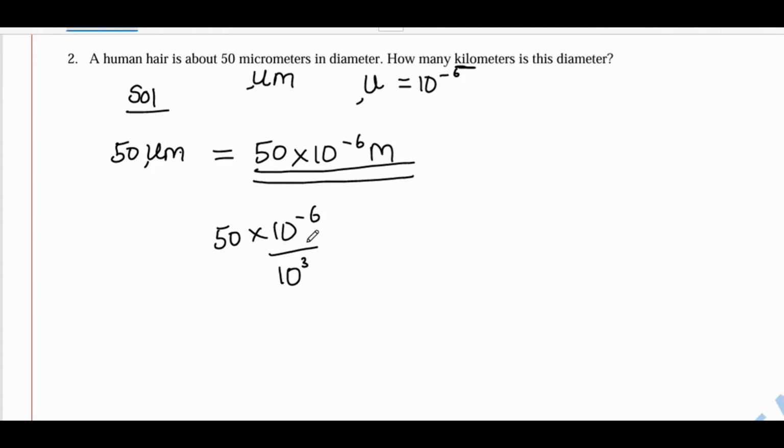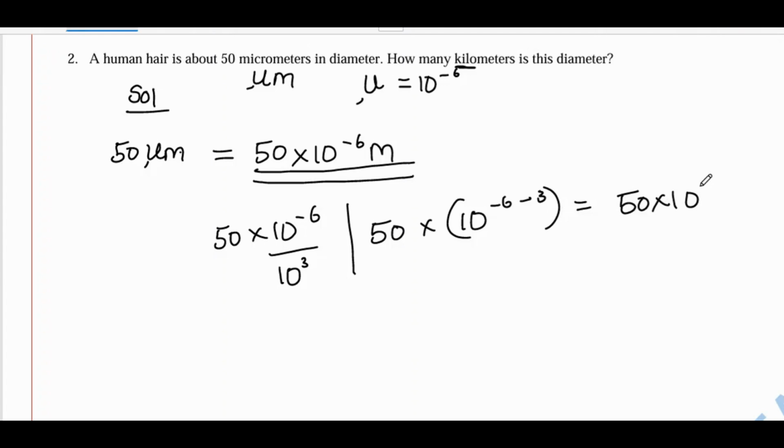And now dividing again, if they have the same base, we just need to subtract the indices. You subtract the index of the denominator from that of the numerator. So we have 50 times 10 raised to power negative 6. Then we subtract 3, which turns out to be 50 times 10 raised to power negative 9. We already introduced the prefix, which is k, and the base was m for meters. So this is the solution.